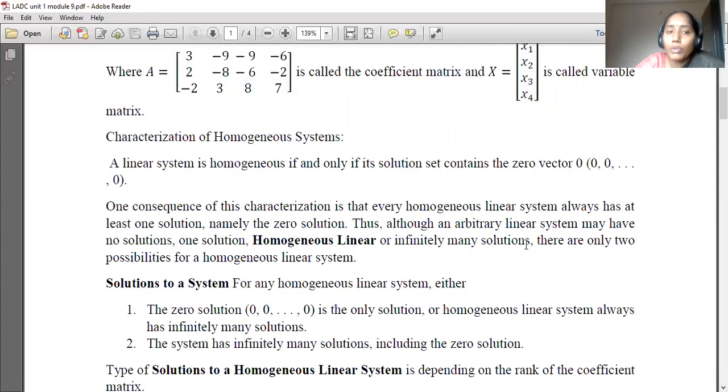There are only two possibilities for a homogeneous system. For a non-homogeneous system, we have many possibilities: is there any solution or not? If it exists, it is unique, or there are infinitely many solutions, or no solutions. But in a homogeneous linear system, we have only two possibilities: is the system having only the zero solution, or is it having a solution other than the trivial one? Is there any possibility for non-trivial solutions to exist? Now we need to check from that point of view.